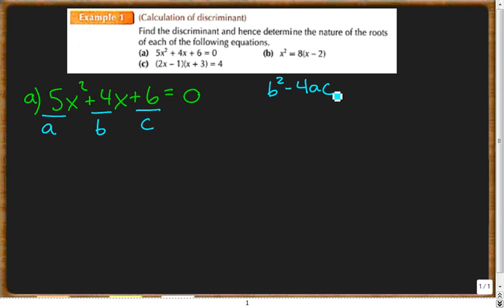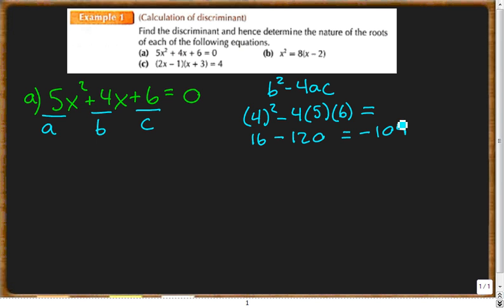So what we need to do is square the b term, which is positive 4. So we do positive 4 squared. We subtract away 4 times a, which is 5, and c is 6. And we need to evaluate this. Well, 4 squared is 16. 4 times 5 is 20. 20 times 6 is 120. So right here, what we have is 16 minus 120, which should be negative 104.